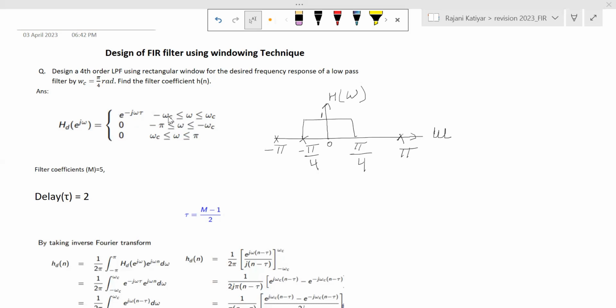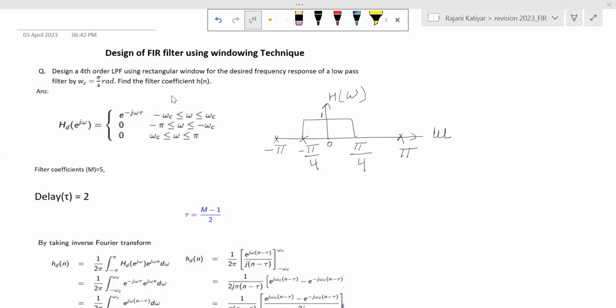It means that between −π/4 and π/4 frequency range, the complete response of the filter is given by 1 times e^(−jωτ), and for the remaining frequencies, from −π to −ωc, the amplitude is 0. That is the reason 0 is marked. On the other side, from ωc till π, the value is again marked as 0. So this is the mathematical representation of the given question.